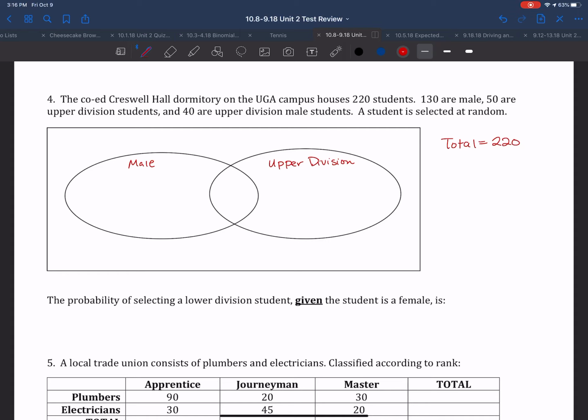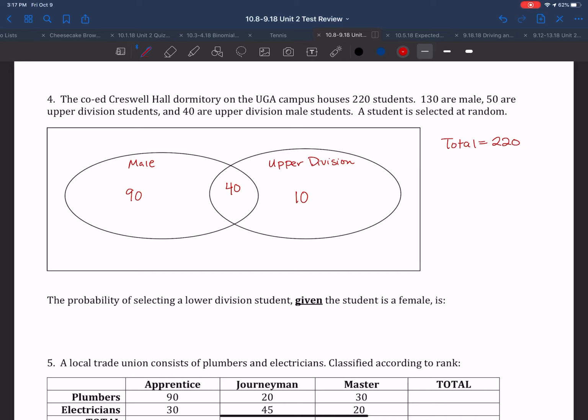Whenever we're creating a Venn diagram, we want to first focus on the center, okay? This is where they are both types. We know that there are 40 students who are upper division and male, so we've got 40 right here. Then we know that 130 of them are male. Well, 40 of those are right here, so the rest of them go here. If we do 130 minus 40, we get 90. And then we know that 50 are upper division. Well, if 40 of them are here, the other 10 have to go right here.